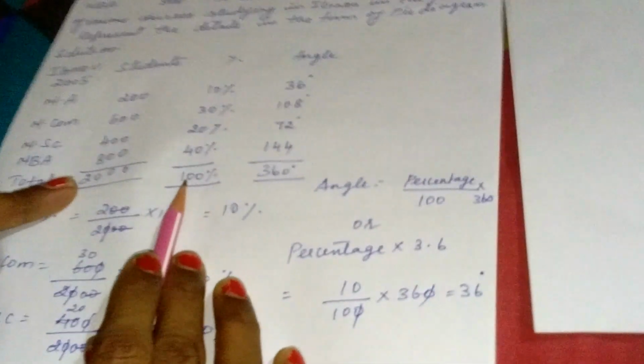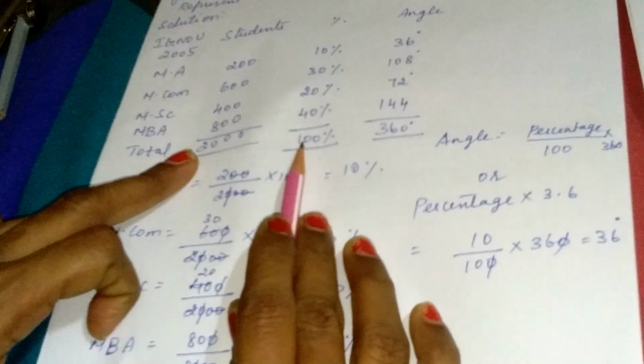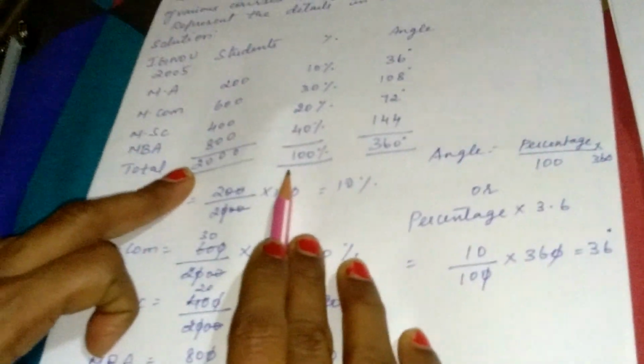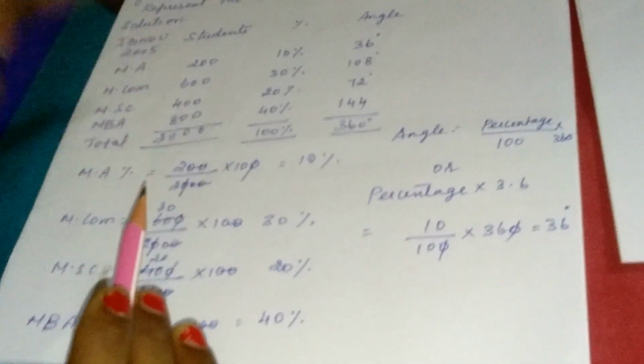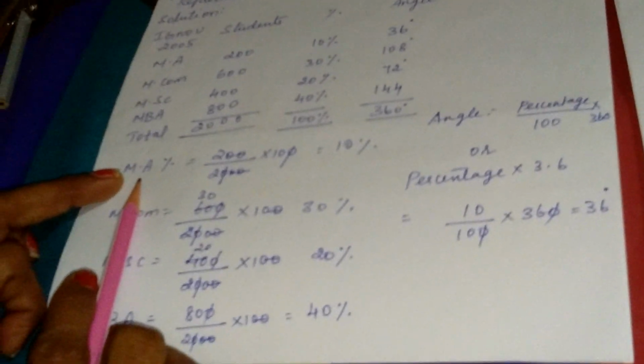Now here in this problem they have not given the percentage. How will you find out the percentage? Already you have known this in the percentage bar diagram. That is value divided by total into 100. That is what I have done here.